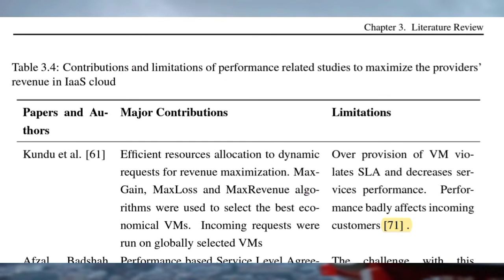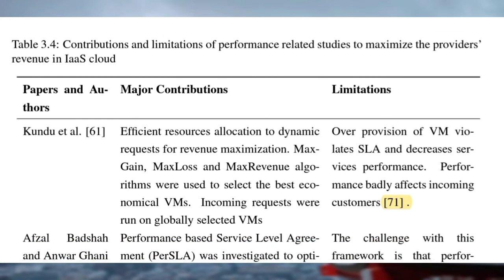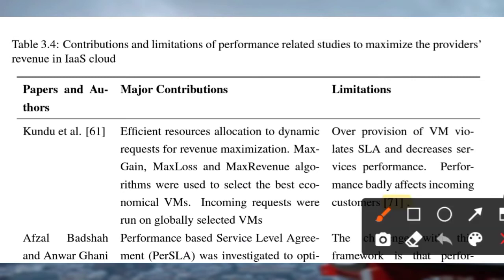Usually we represent the literature in a table, and this is the one. This is one table, and the first column discusses the papers and the authors, the second discusses the major contribution, and the third discusses the limitations. I will suggest you one thing.